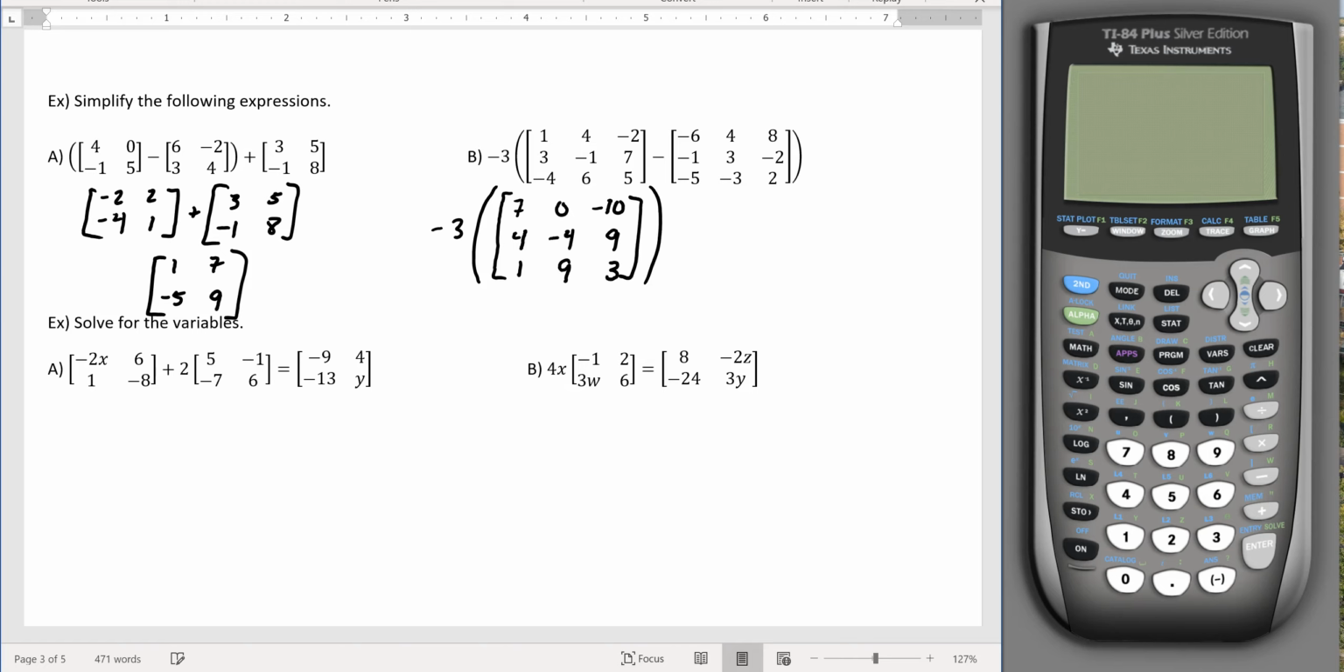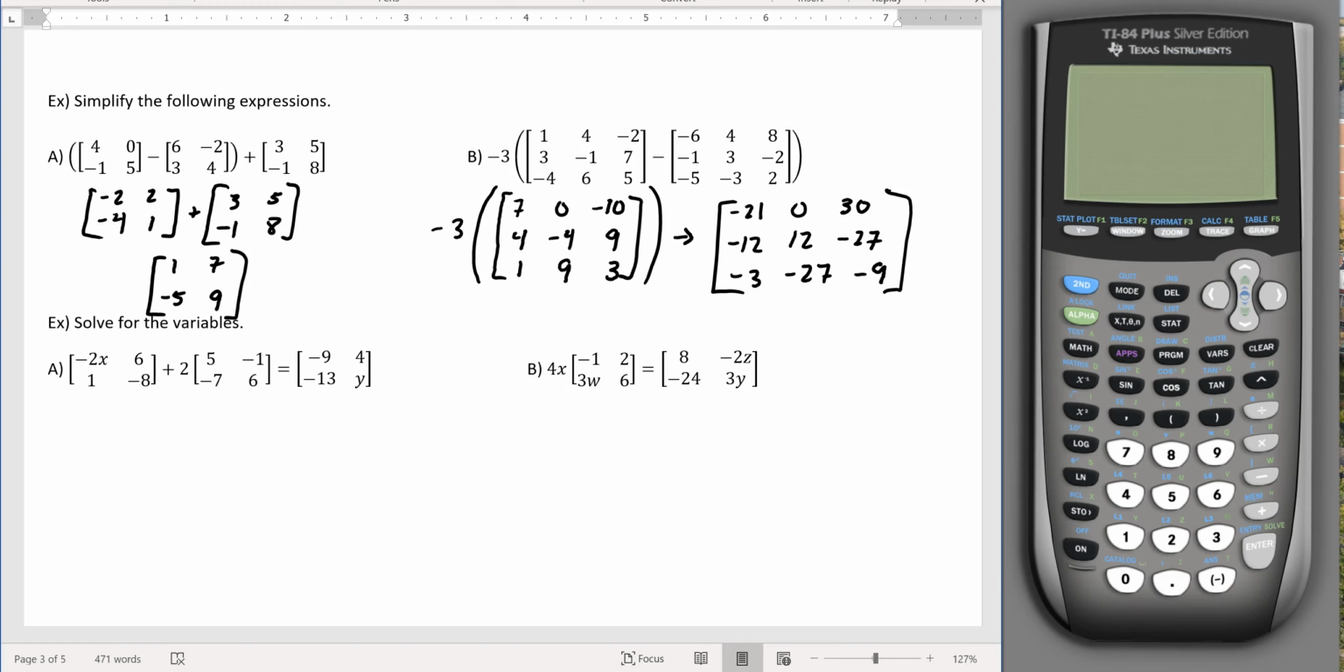Now from there, I need to multiply all of these values in this matrix by negative 3. So I would now have negative 3 times 7 is negative 21. Negative 3 times 0 is 0. Negative 3 times negative 10 is 30. Negative 3 times 4 is negative 12. Negative 3 times negative 4 is positive 12. Negative 3 times 9 is negative 27. Negative 3 times 1 is negative 3. Negative 3 times 9 is negative 27. And negative 3 times 3 is negative 9. And that would be my final answer there.